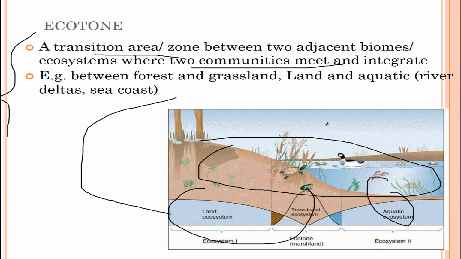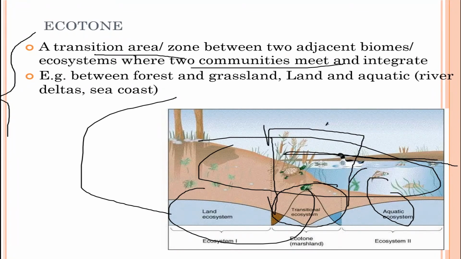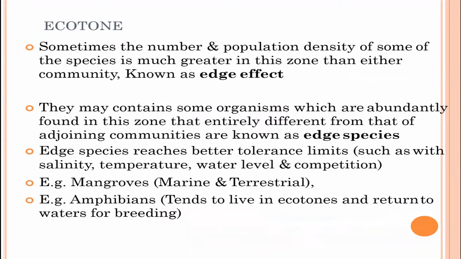The water is not very deep, and there is land in the beside area. This is the point where both ecosystems meet, and this point of merging or meeting of two ecosystems is known as the ecotone. All the organisms of the land and the marine or aquatic ecosystem meet and integrate. All right, so this was the ecotone.